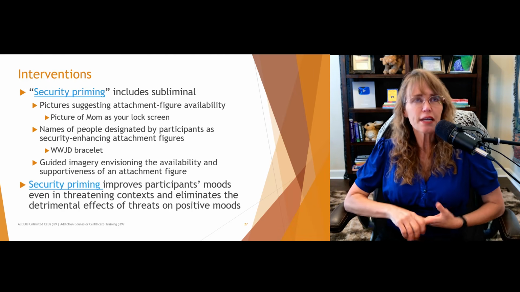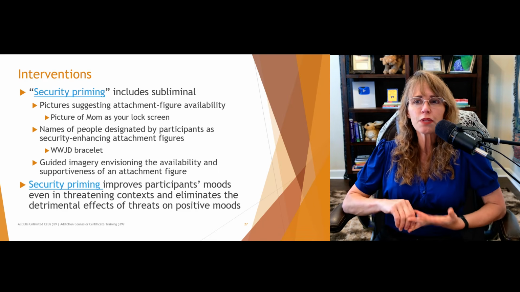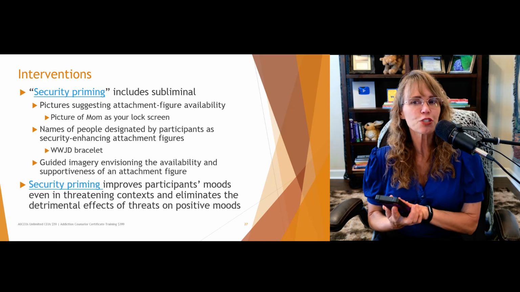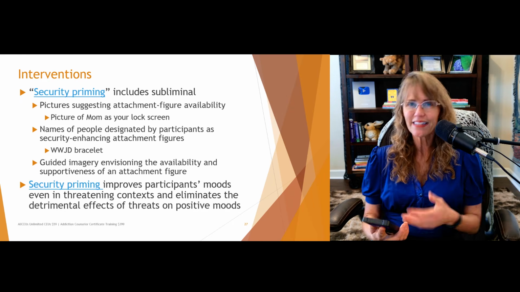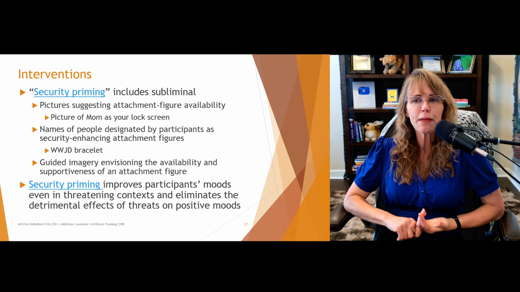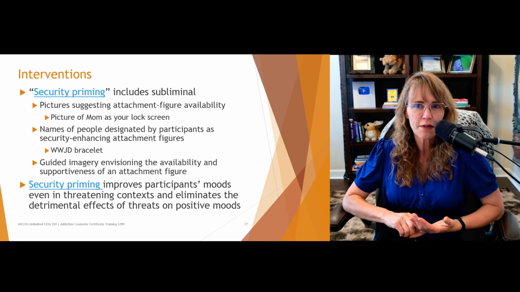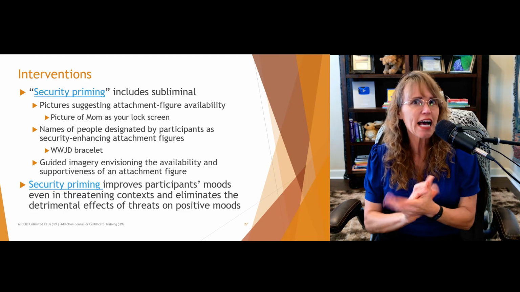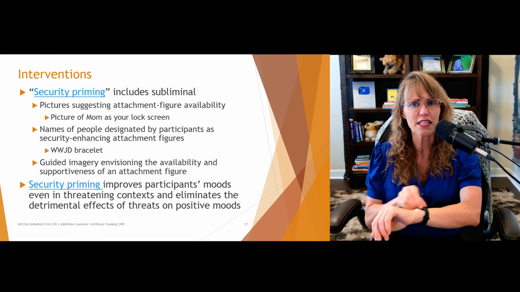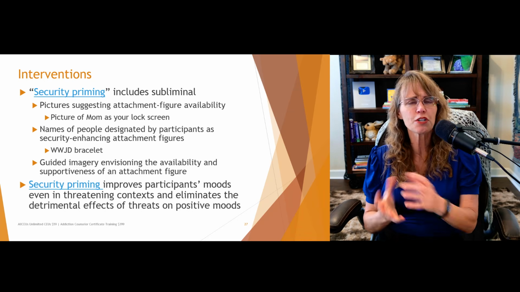Interventions. In addition to skills that we've talked about throughout this video, security priming includes subliminal pictures suggesting attachment figure availability. Having a picture of your attachment figure as your lock screen. You look at it, you feel warm and fuzzy inside, you open your phone and you start doing what you're doing. The names of people designated by participants as security enhancing attachment figures. Now, Jesus may not be an attachment figure for you, but it's an example of something that was popular back in the 90s. People wore these bracelets that said WWJD, what would Jesus do? And that was sort of a subliminal security priming.